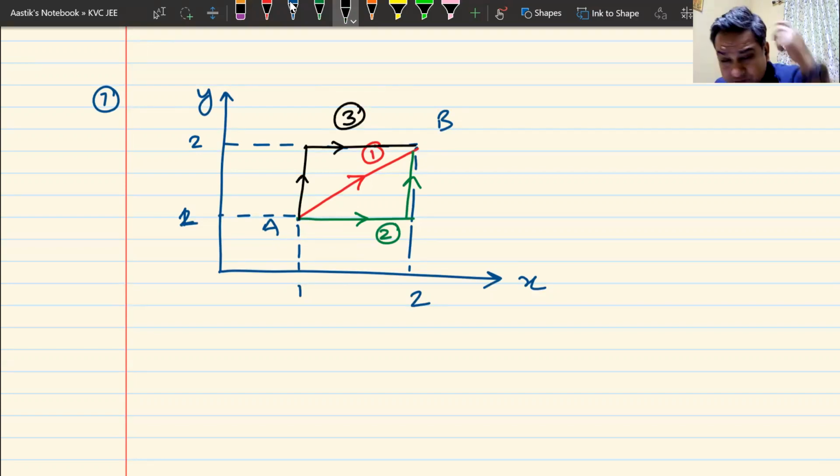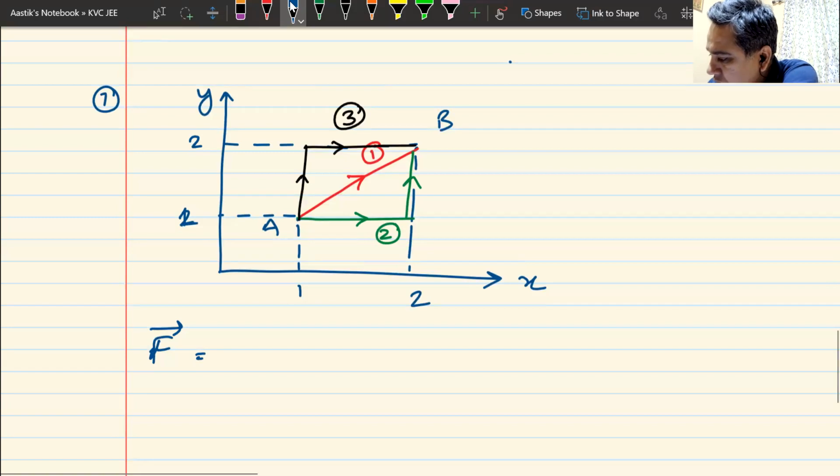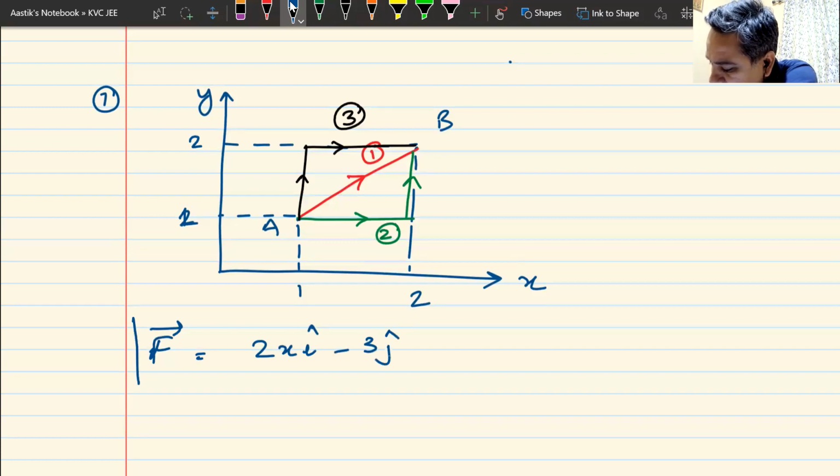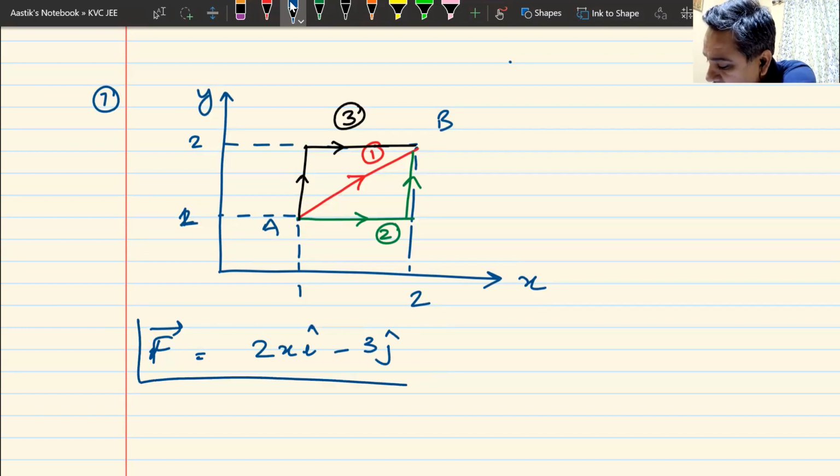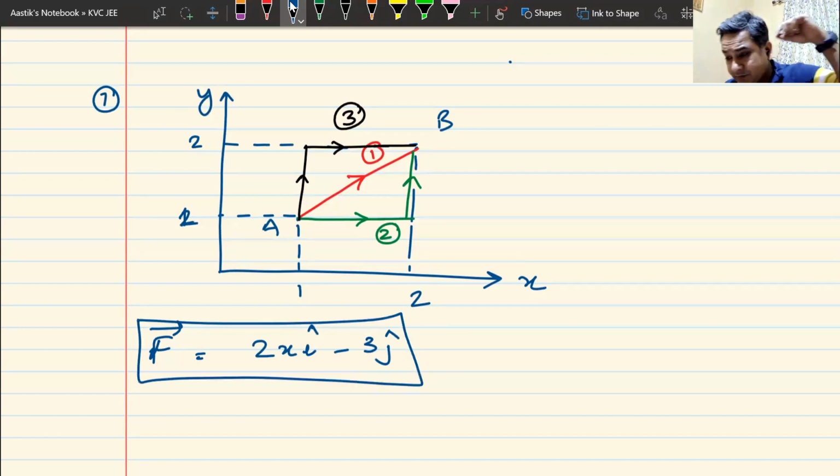Now, I'm going to tell you the force. The force F is equal to 2x i minus 3j. Now this force is displacing the particle from A to B in three different paths.